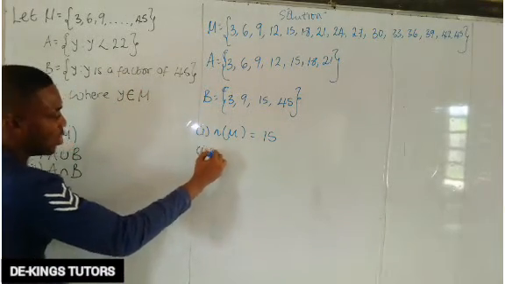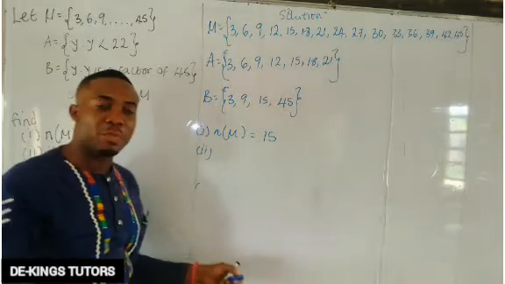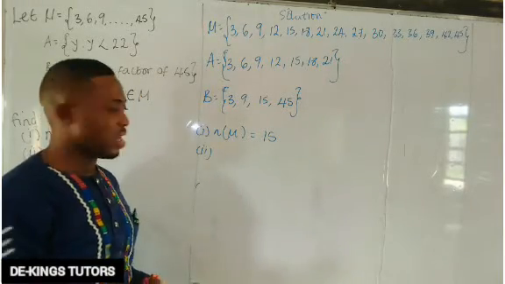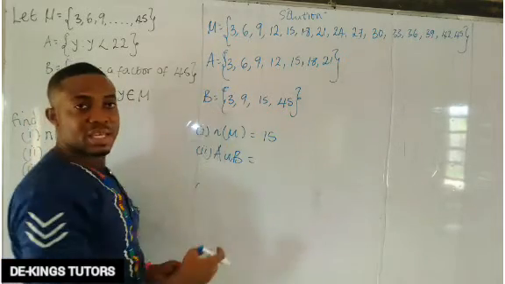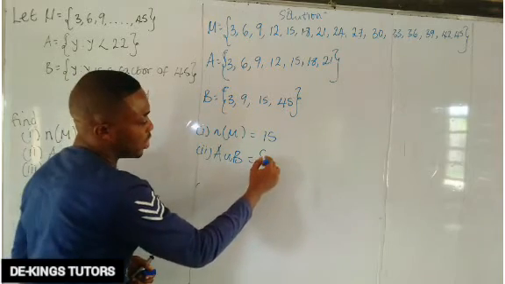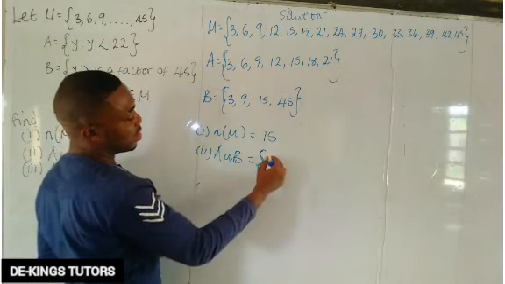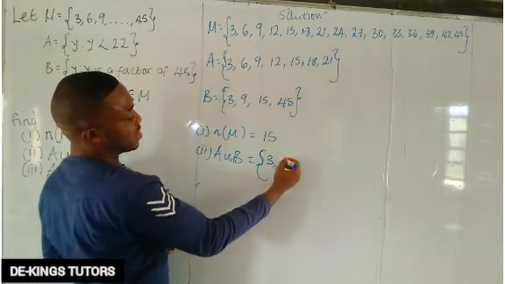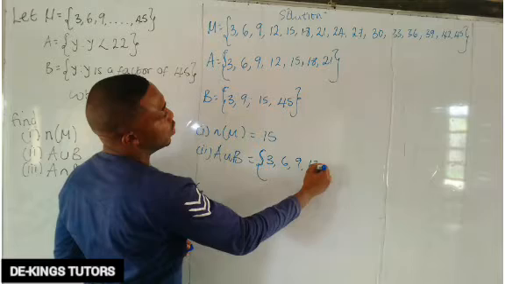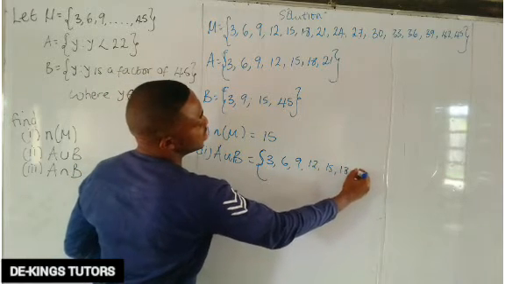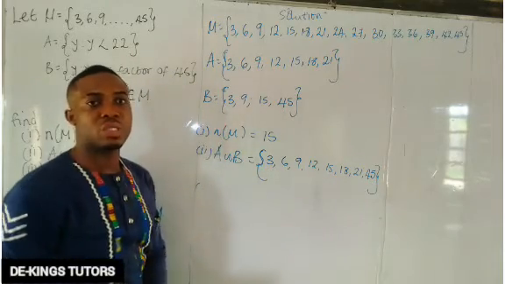The other one is A union B. What is the union of sets? It means the summation of two sets without repeating their members. So we take A union B of the two sets, set A and set B, and sum them up without repeating their numbers. We have 3, 6, 9, and we take just one of each. Then we have 12, 15, 18, 21, and 45. These are the union of the two sets.